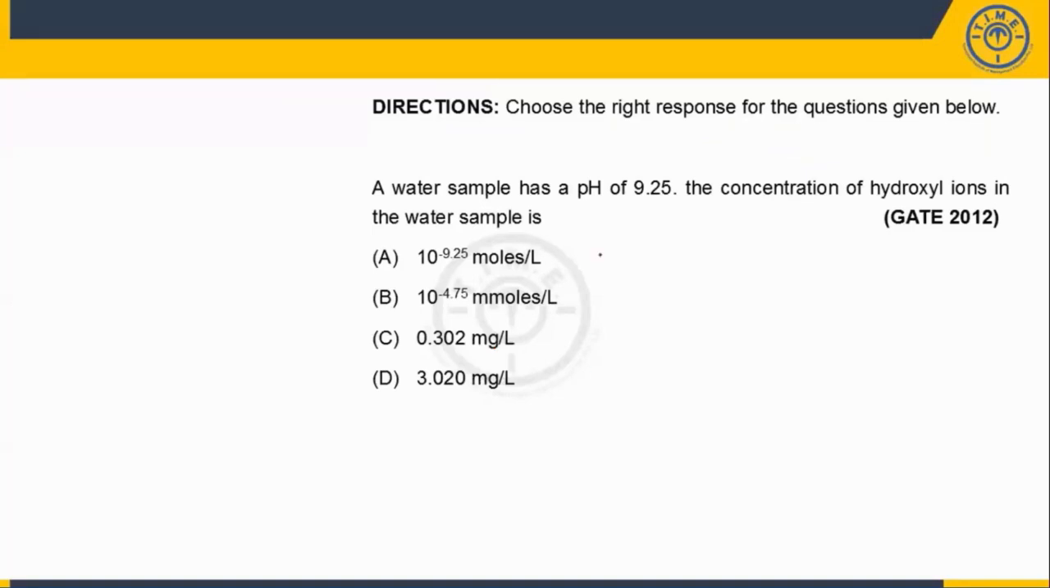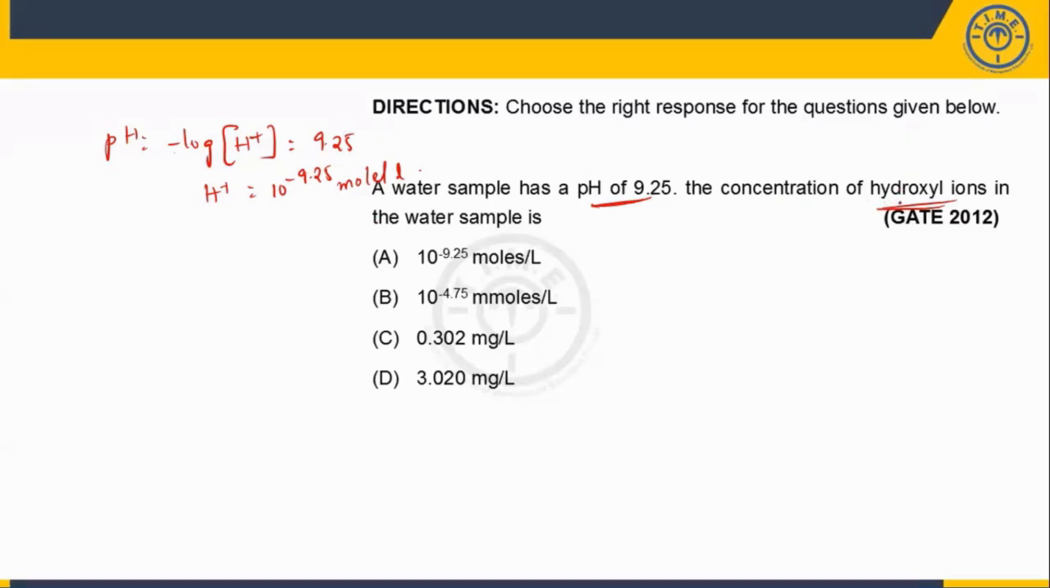Yeah, let's do this. A sample of water has a pH of 9.25. What is the concentration of hydroxyl ions? What is pH? Minus log H plus, base 10. That is 9.25. H plus is 10 power minus 9.25 mole per liter. Am I right? If I take anti-log, it becomes 10 power minus 9.25 moles per liter.